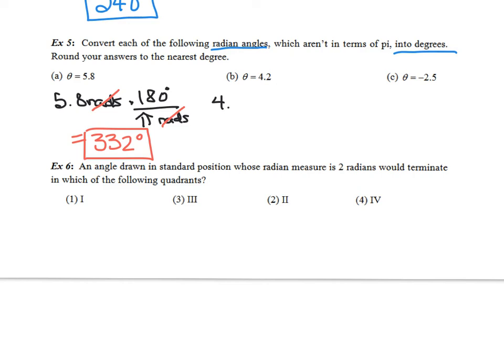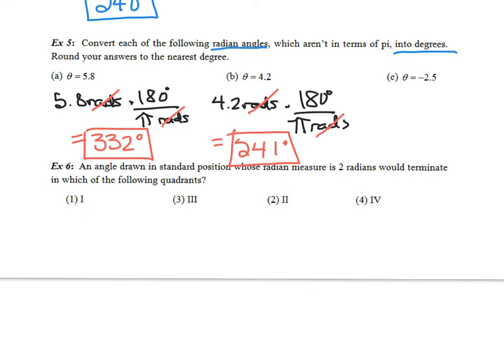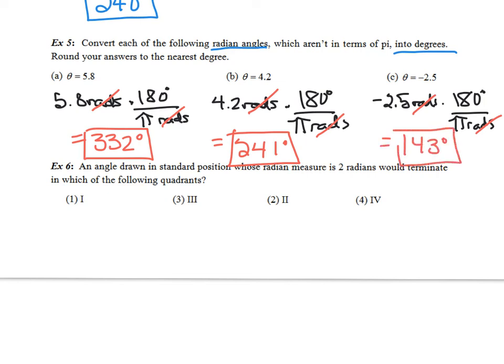For B, I've got 4.2 radians, and I'm multiplying by 180 degrees over pi radians. I again see that the radians, the units, are going to cross-cancel. And then let's multiply 4.2 times 180, divide by that pi key, and then round my answer to the nearest whole number, 241 degrees. Lastly, negative 2.5 radians. I'm going to multiply by 180 degrees over pi radians. I'm going to cancel the radians from both, and then on my calculator multiply negative 2.5 times 180, then divide it by pi, and that should give me negative 143 degrees to the nearest degree.